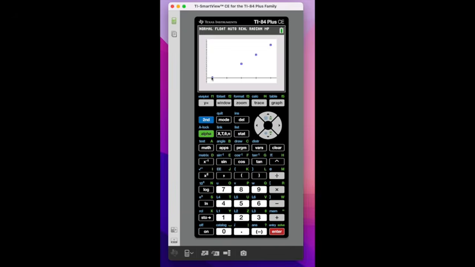This looks very similar to what we did by hand. A couple things you can do. If you want to see how this was scaled, if you hit the window button, it will show you how it was scaled. So your X minimum is starting at 1999.6 and it stops at 2004.4, and that was done on a scale of 1. So when I go back to the graph, I can see that it starts here and it goes up by 1 each time.